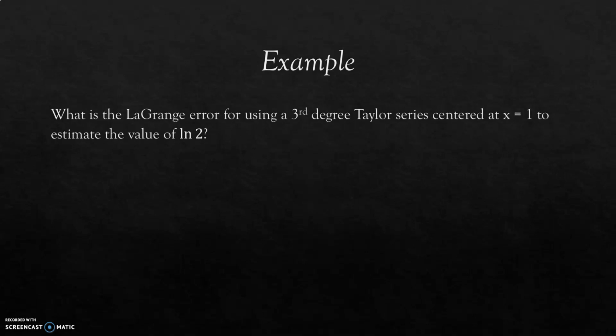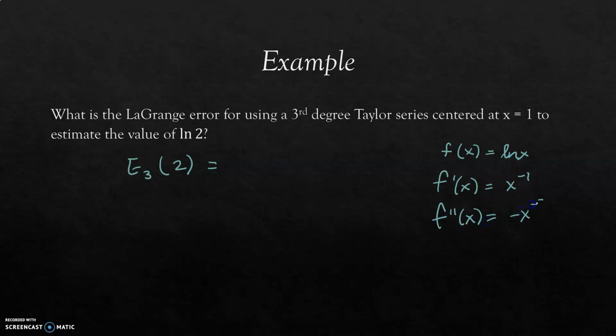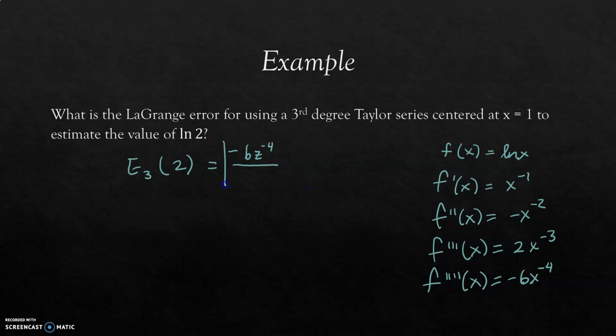We're going to do one more, and we're doing a third degree, so e of 3, and we're going to evaluate it at 2. So we need to figure out our fourth derivative. Well, f is natural log. F prime would be x to the -1. Okay, so we're going to use our fourth derivative, -6z to the -4th. And we're going to be dividing by 4 factorial.